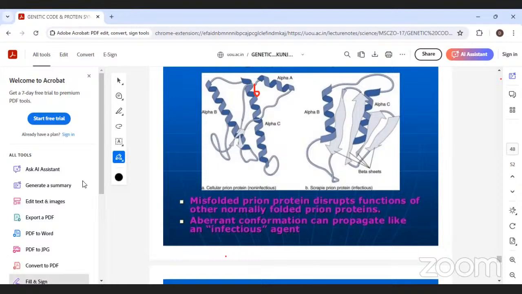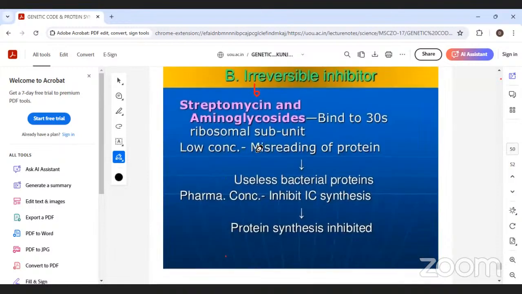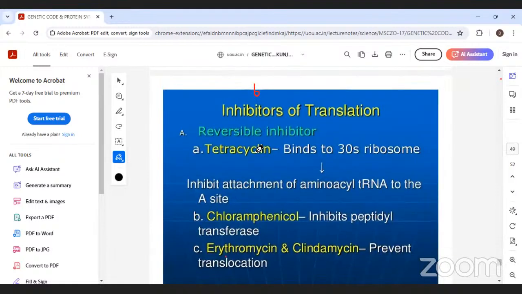Now, these are the ribosomal inhibitors of translation. Reversible inhibitors are there. Tetracycline is an antibiotic. It is also most important in protein synthesis. Which inhibitors are there? Irreversible inhibitors of protein synthesis. Tetracycline is an antibiotic, just like other antibiotics.